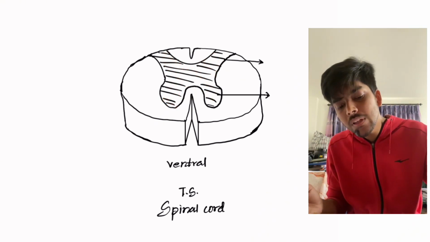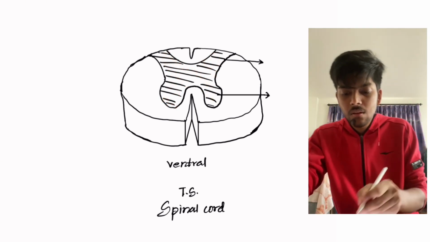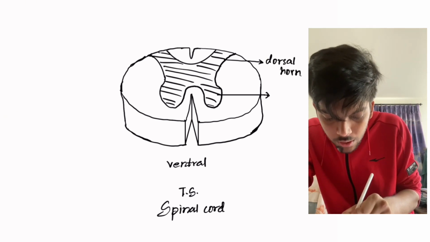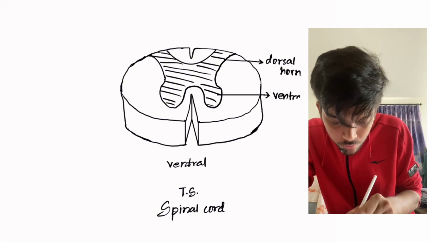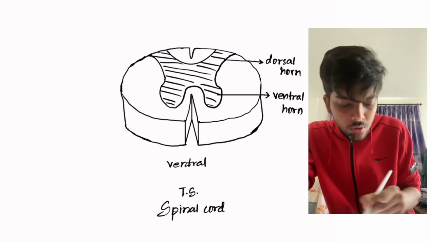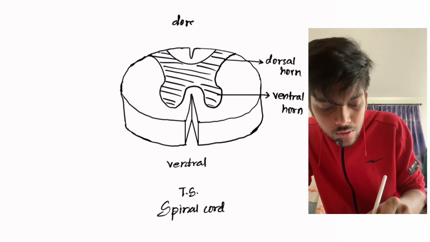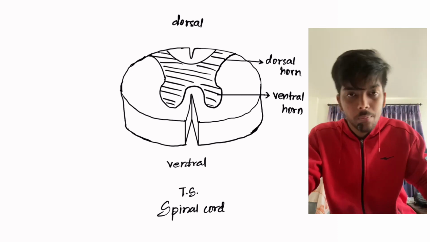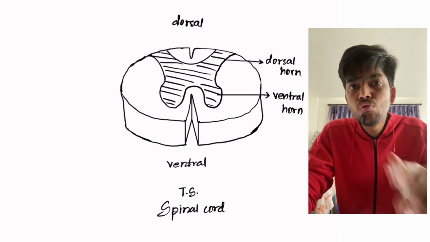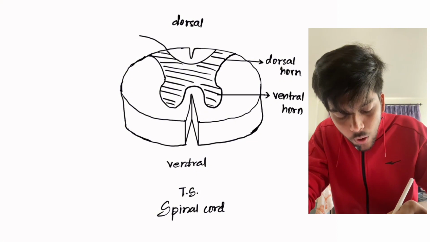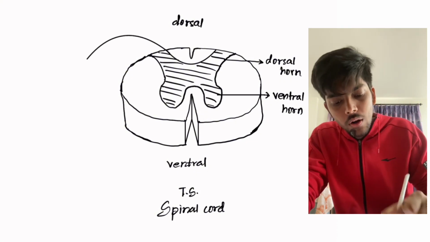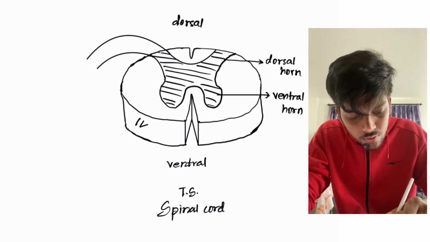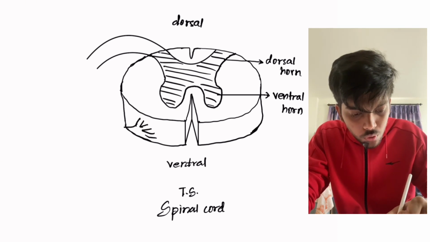The gray matter of the spinal cord contains a dorsal horn and a ventral horn. Just so you are not confused, this is the dorsal side and this right here is the ventral side. Okay. From the spinal cord arise two roots. One arises dorsally, which is called the dorsal root, and the other arises ventrally, which is called the ventral root.